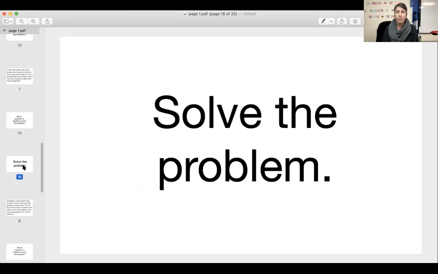Now you're going to solve the problem. Problem number 5 on page 119. How many raffle tickets were sold altogether?